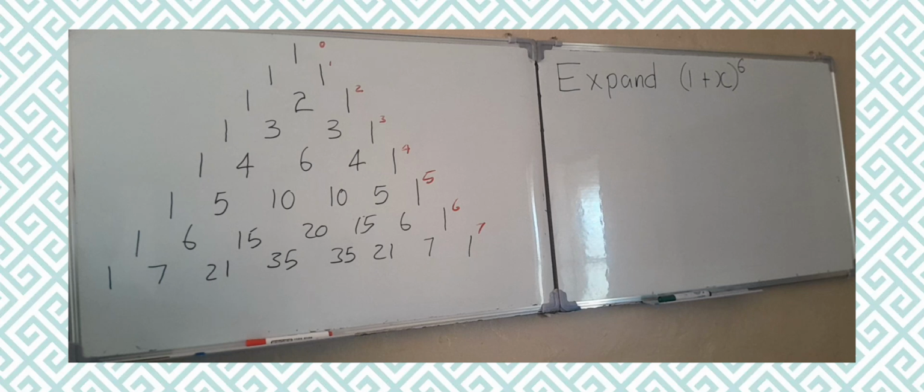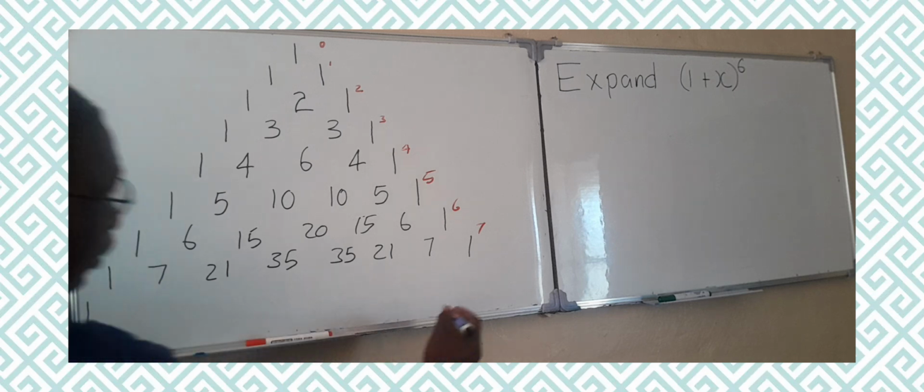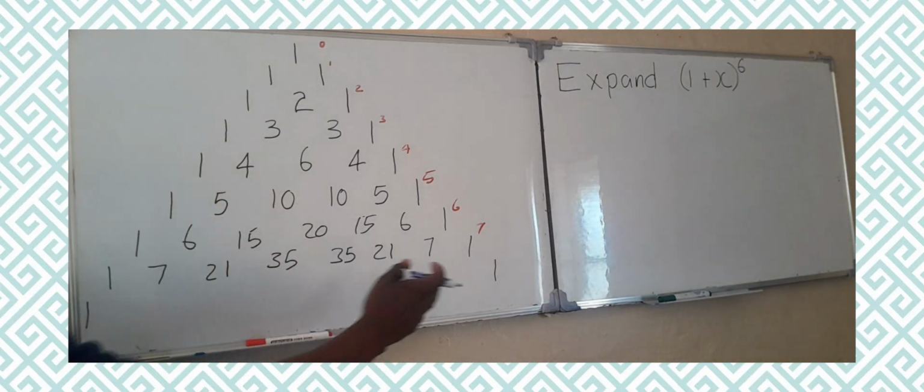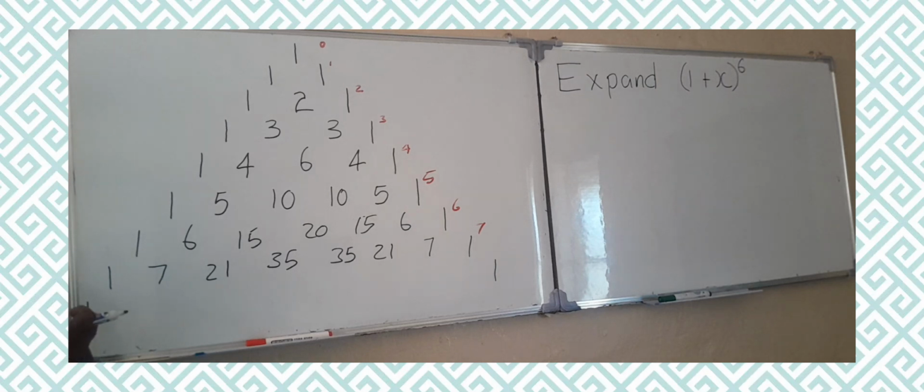Finally, let's put line number 8. Okay, once again, we got a 1 here and we've got another 1 here. Don't forget to put these ones. Then you fill in everything in between. Well, here a 1 and a 7 gives us an 8. A 7 and a 21 gives us a 28.